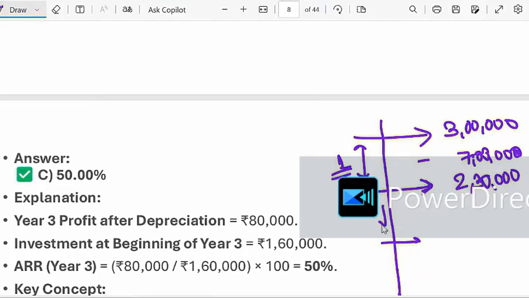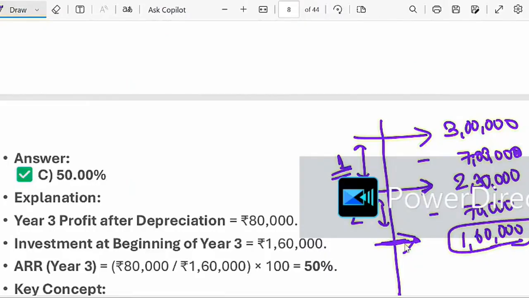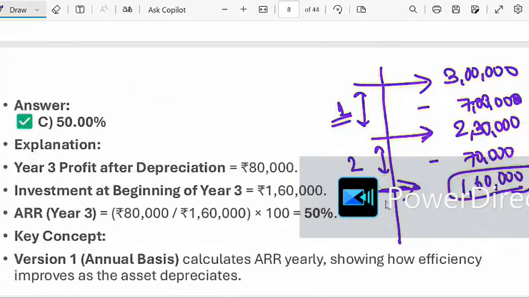Now year number two, how much is the depreciation? 70,000. Just subtract the 70,000. How much is it? 1,60,000. So you can see at the end of year number two, the investment value is 1,60,000. Or we can also say at the beginning of year number three, the investment value is 1,60,000. Now is it clear why we have taken 1,60,000?